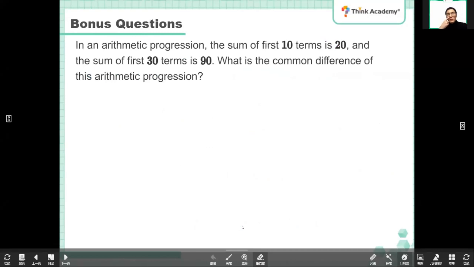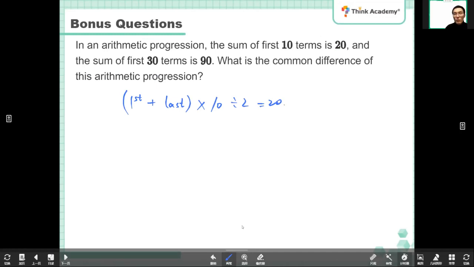Right, moving on to the next one. In an arithmetic progression, the sum of the first 10 terms is 20, and the sum of the first 30 terms is 90. What is the common difference of this arithmetic progression? Let me write the formula here first. That will give us a clue. The formula is the first term plus the last term times the number of terms, which is 10, divided by 2, which is 20.